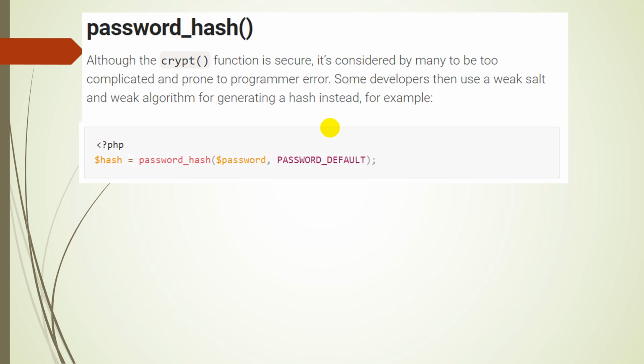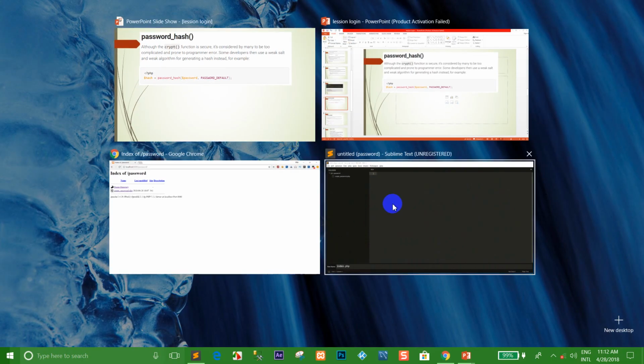Okay, in this part 11 I want to show you how to use password_hash and password_verify. Although the crypt function is secure, it is considered by many to be too complicated and prone to programmer error, where some developers use a wrong salt and a weak algorithm for generating a hash. For example, we want to hash a normal password into a hash. I go to the code.